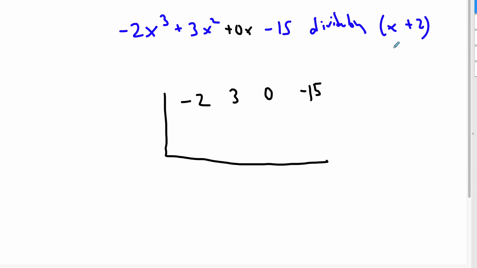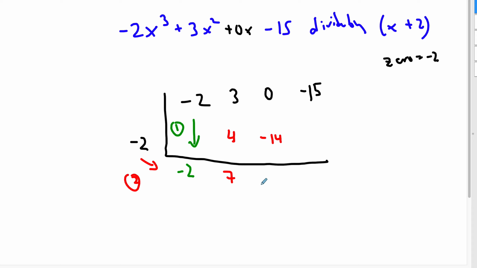And then I'm going to be dividing by x plus 2. So what do I put here? I put a negative 2, because that means the zero is negative 2, right? So this is a way of doing that. Now, then my first step, step 1, is to bring down the negative 2. Step 2 is to multiply. So negative 2 times negative 2 is 4. Then I add, then I multiply, then I add, then I multiply, then I add. Okay, I believe that's right.